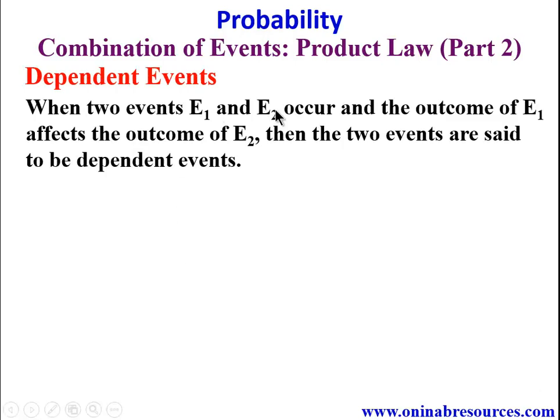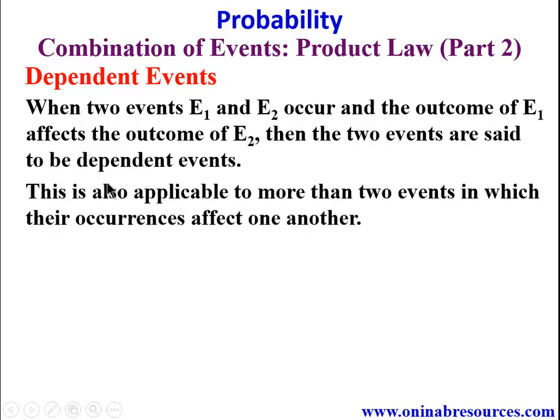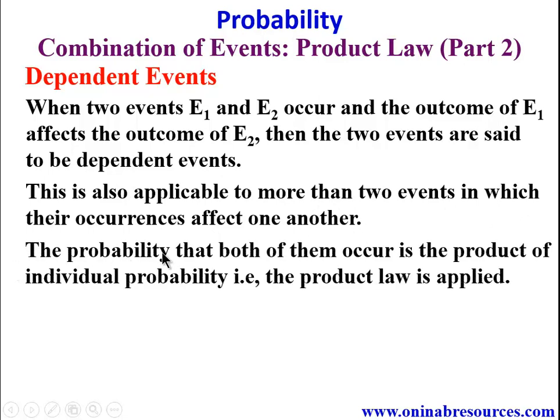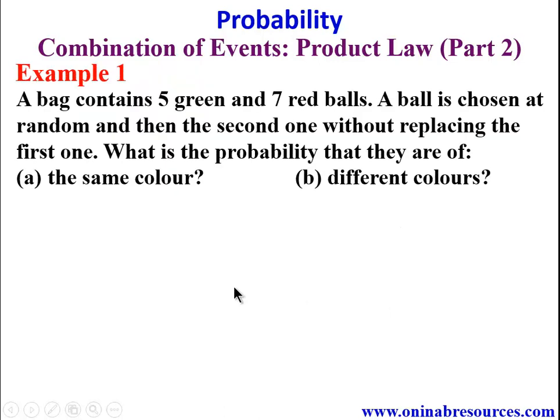In this part 2, we'll look at dependent events. When two events E1 and E2 occur and the outcome of E1 affects the outcome of E2, then the two events are said to be dependent events. This is also applicable to more than two events in which their occurrences affect one another. The probability that both of them occur is the product of individual probability, that is, the product law is applied. So we take some examples.